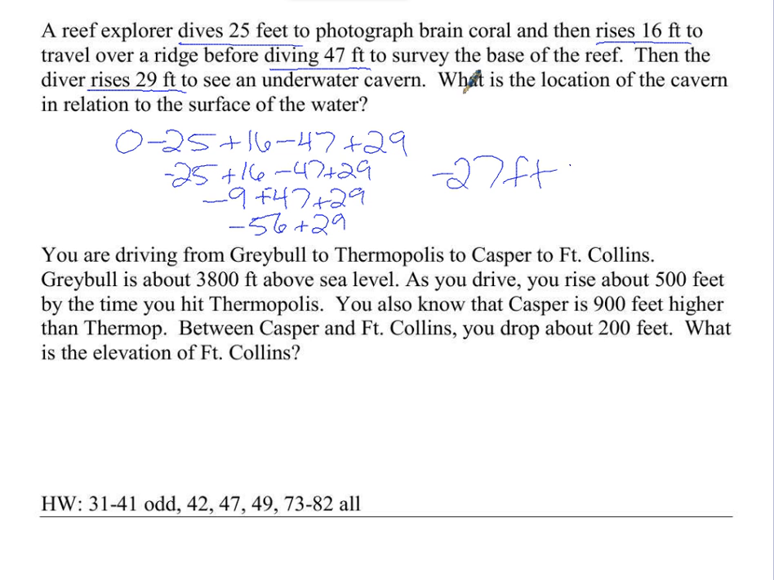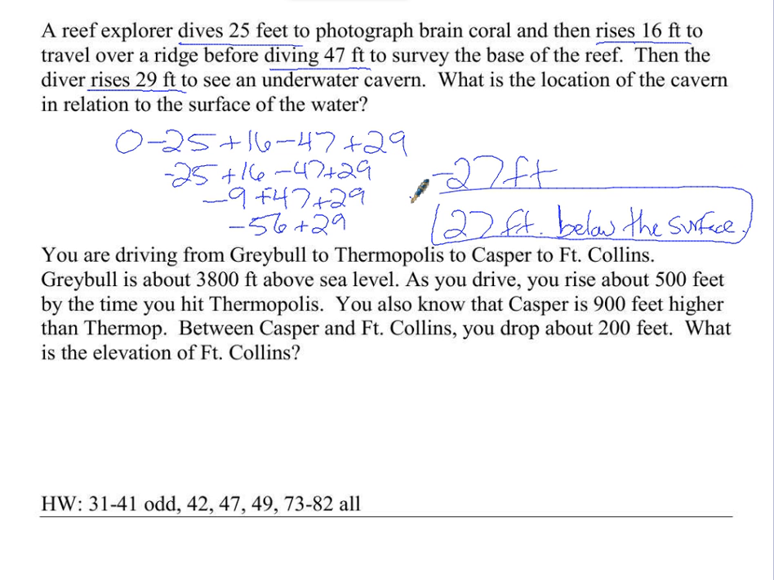The problem asks, what is the location of the cavern in relation to the surface of the water? We have negative 27 feet. That means 27 feet below the surface. By the way, if you did a problem like this and you wound up with like a positive 15, or some other positive number, would that make sense? No, it would not, because we're underwater. You can't be above the water if you're swimming below the water. Doesn't make sense. You'd be like flying then.